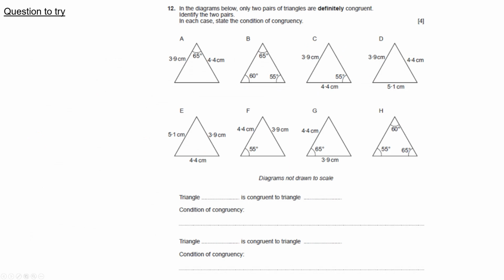Here's a question for you to try. Please pause the video now and have a go, and when you're ready for the answer, press play. So we should have that A and G are congruent by side, angle, side, because they share two sides and the included angle. And then D and E are congruent because of side, side, side. They have the same sides.